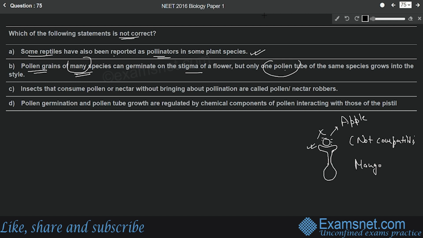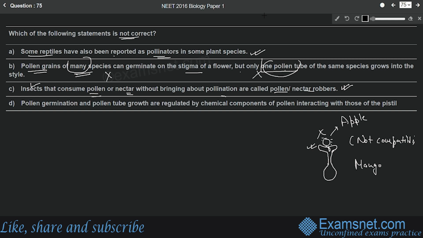Also, the second part says that only one pollen tube of the same species grows. So it's also not necessary. Sometimes more than one pollen tubes can grow inside the style. Okay. So both these parts are incorrect. So the complete statement is incorrect here. Then the third statement says insects that consume pollen or nectar without bringing about pollination are called pollen or nectar robbers. This is a correct statement because in return the plant is not benefited. Okay, so these insects are known as pollen or nectar robbers because these do not provide any benefit to the plants.